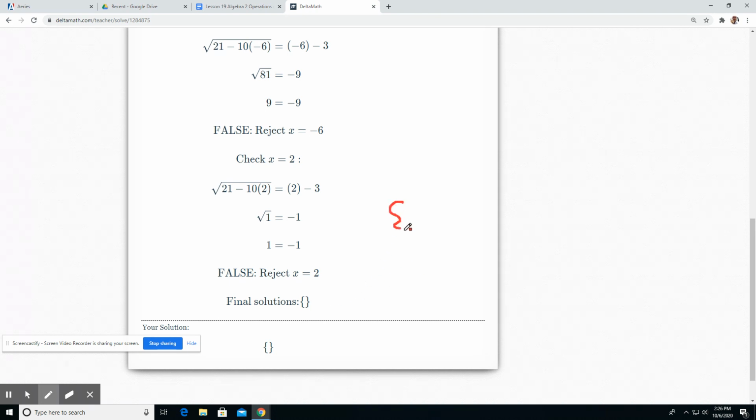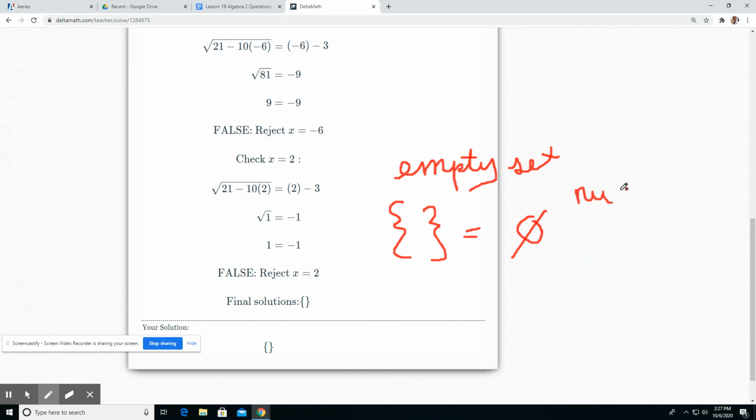So let's just go ahead and show you what that looks like. So the empty set, this is the empty set, the empty set has nothing in it. There's nothing in here. That's also equal to the null set, which is a circle with a line through it, and that's called the null set. Empty set, the null set, no solution. There's no solution to these.